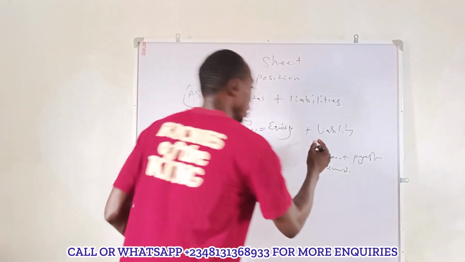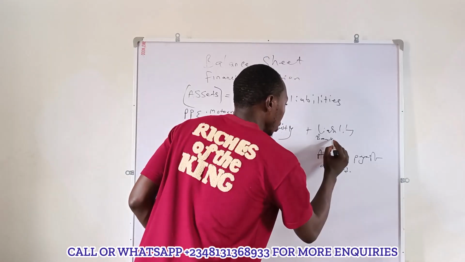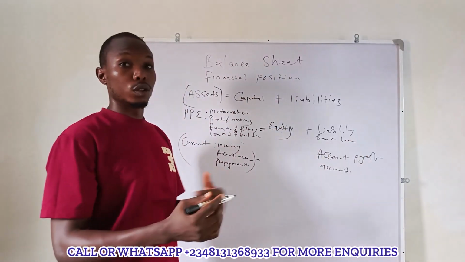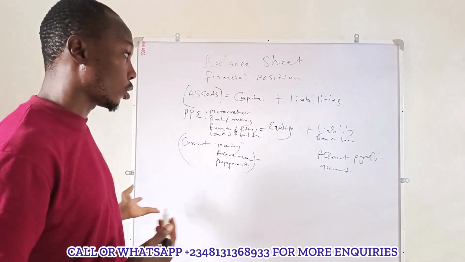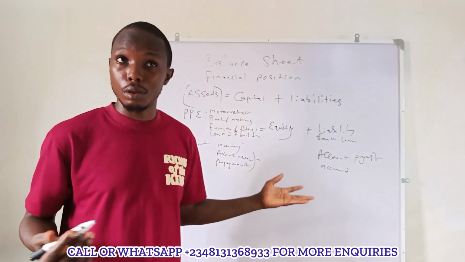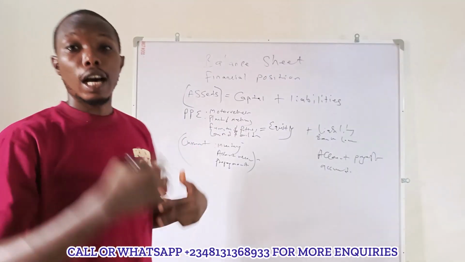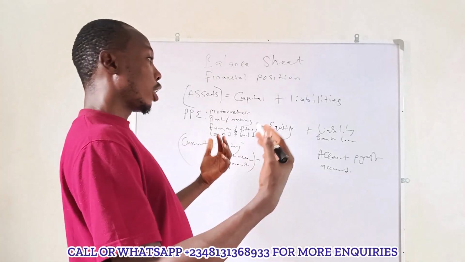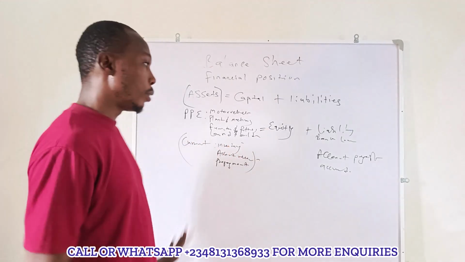But the non-current is the bank loan. Of course, the bank loan has to be a long-term loan, not just a short-term loan, not just 3 months, not just 2 months or 6 months. It has to be 1 year and above. That's what makes it a non-current liability.